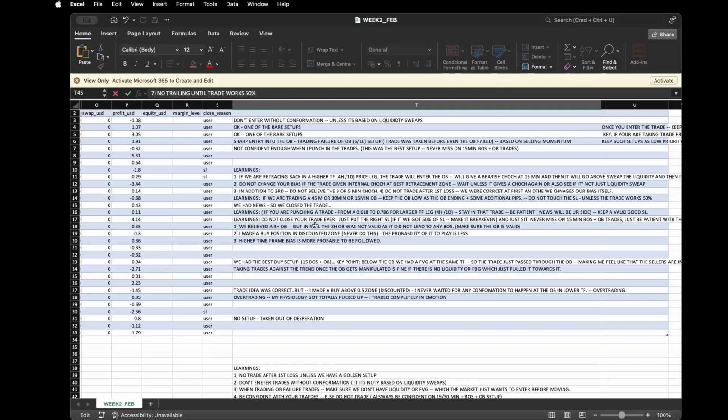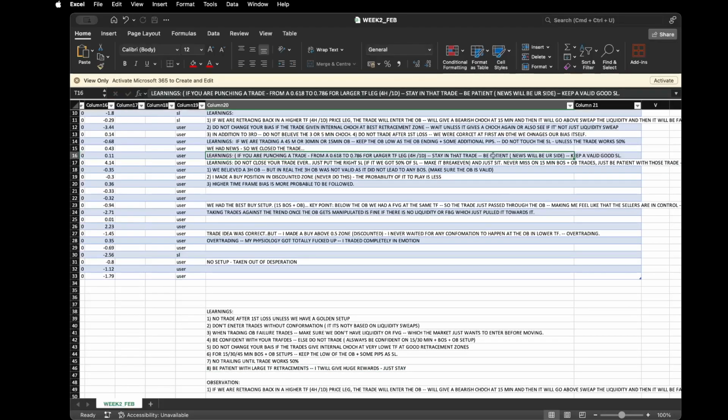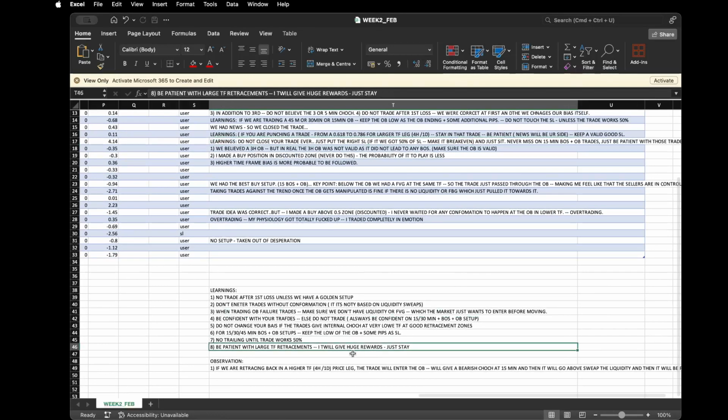Learning: if you have punched in the trade from a point 8 to point 7 on the larger time frame, stay in the trade, be patient. Be patient with large time frame retracements, it will give huge rewards. Just stay. Never close your trade manually.